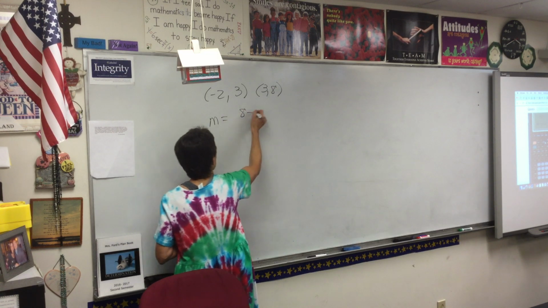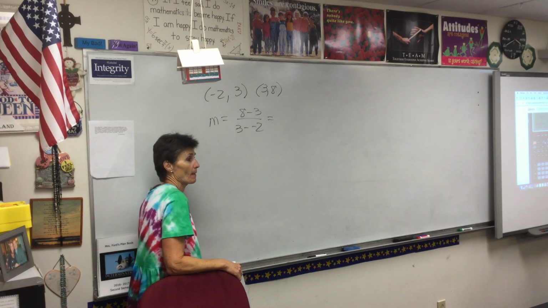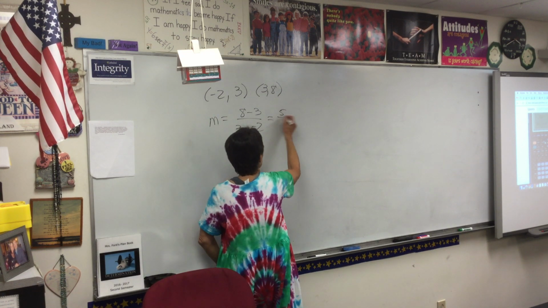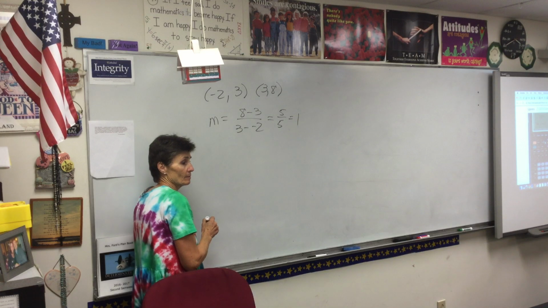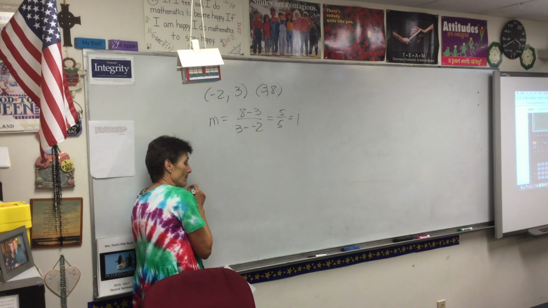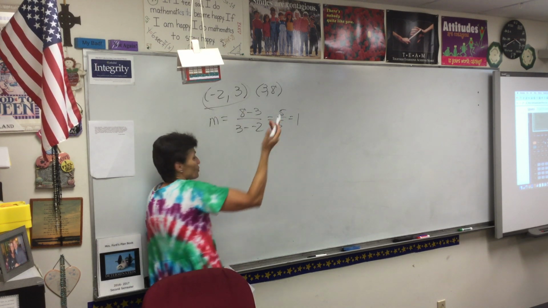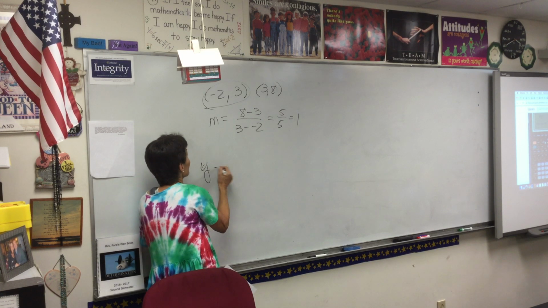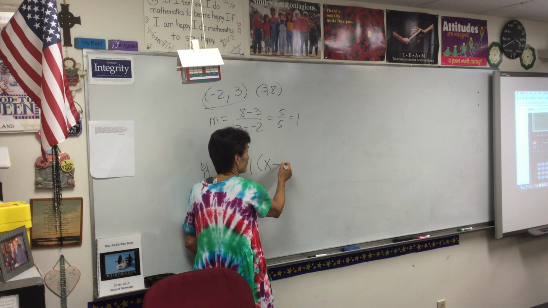So m equals 8 minus 3 over 3 minus -2. What's that slope? It's 5 over 5, which is 1. Then what? Pick one of the points. I'll just use the first one. Doesn't matter, either one. And do what? Do y minus 3 equals 1 times x plus 2.